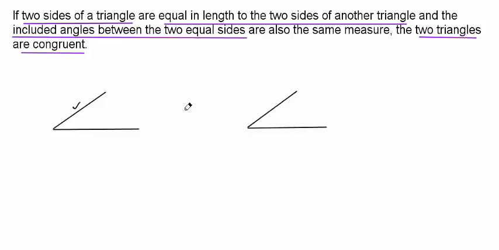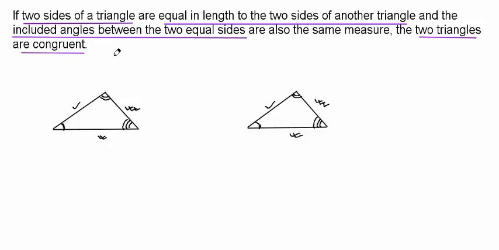And let's say this side is the same length as this one, and this side is the same length as this one, and this angle is the same measure as this one. The included angle means the angle between the two equal sides. Now if you go on to complete the two triangles, the triangles are congruent, which essentially means this side is the same length as this one, this angle is the same measure as this one, and this angle out here is the same measure as this one.